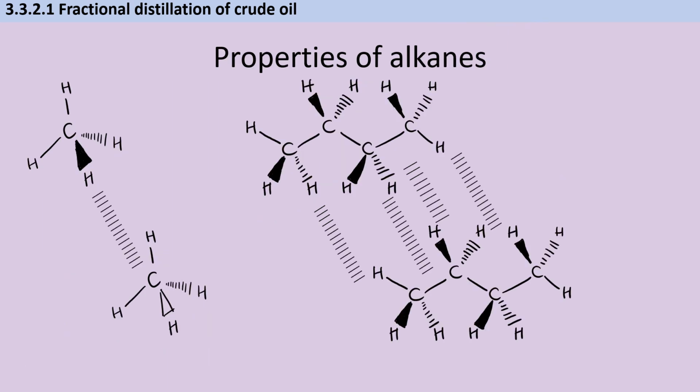We've just said that those very small alkanes, which are found at the top of the fractionating column, are the ones that have the lowest boiling points. But why is this the case?